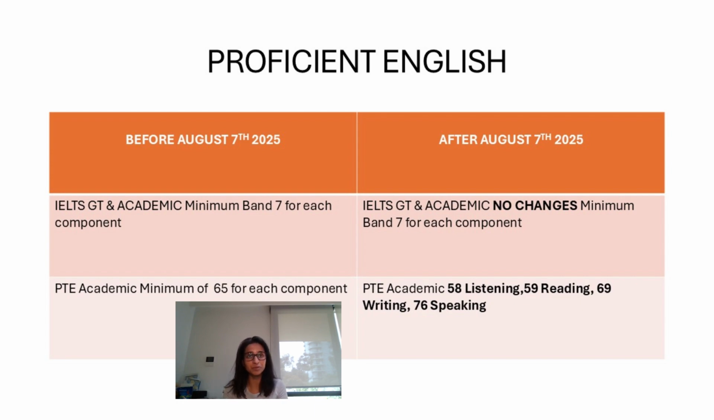To prove that you have proficient English, which is the equivalent of a band 7 in IELTS, you need 58 in listening, 59 in reading, 69 in writing, and here's the kicker, 76 in speaking. So it's just that little bit harder, isn't it?